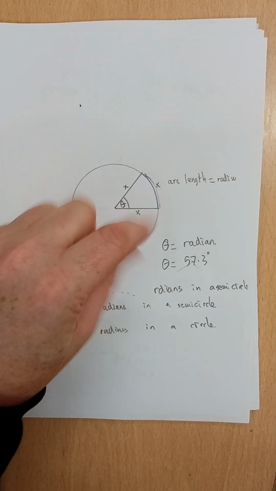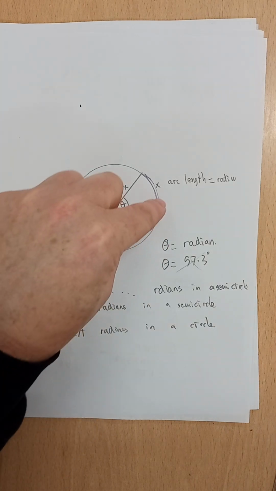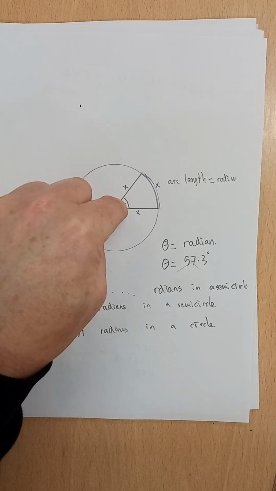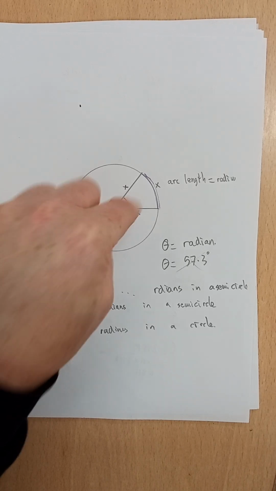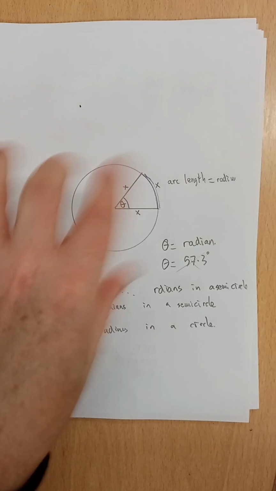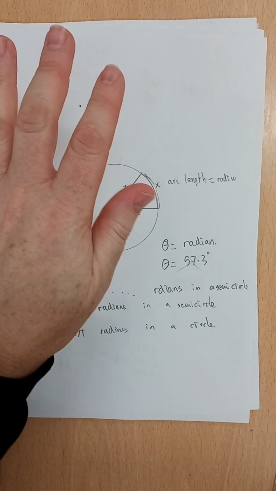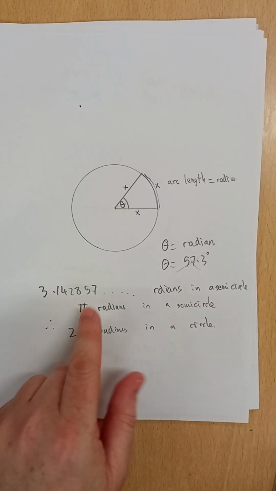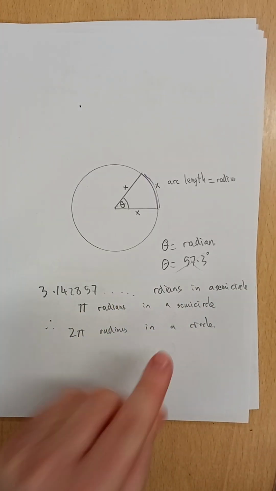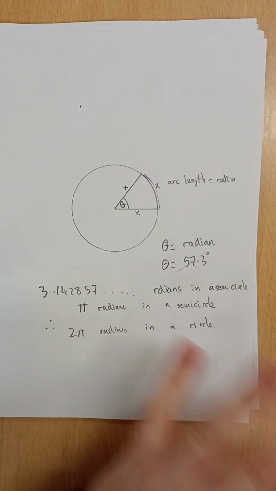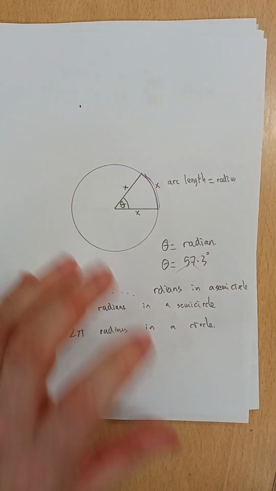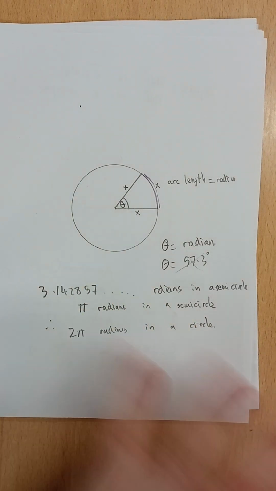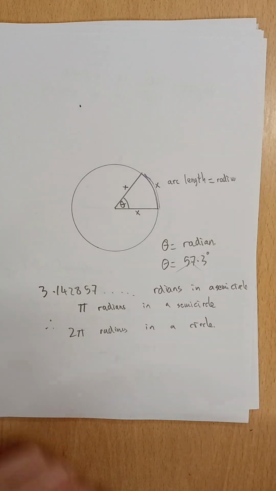Every circle in the universe, if you get its radius and you work out the arc length as a radius and complete the straight line, that angle in there will be 1 radian no matter what, which means that every circle in the universe has pi radians in a semicircle, in other words 3.14 and a bit, and 2 pi, 6.28 and a bit radians in a circle. And that's an intrinsic value that will never ever be untrue. Okay?